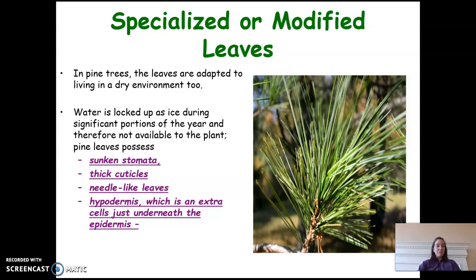So water is not available during significant portions of the year in very cold environments. It's got to be liquid for plants to be able to absorb it. And so if we have ice or snow, that's not available water for the plant. So these plants have the adaptations of needles to survive that. They've got sunken stomata, thick cuticles, needle-like leaves, which also shed the snow easily, and a hypodermis, which is an extra layer of cells just under the epidermis.